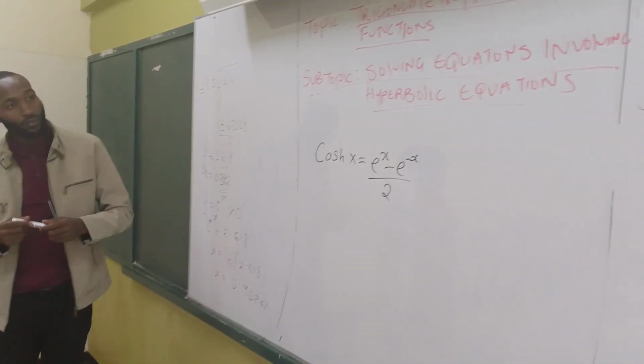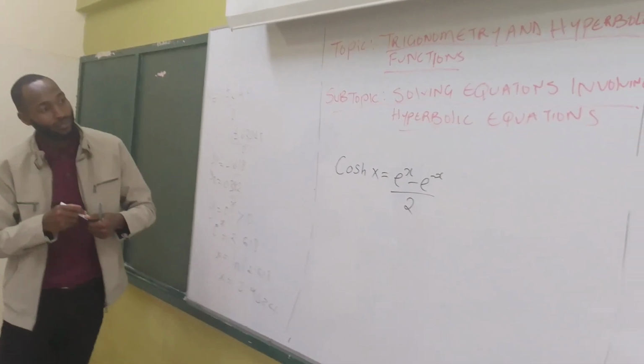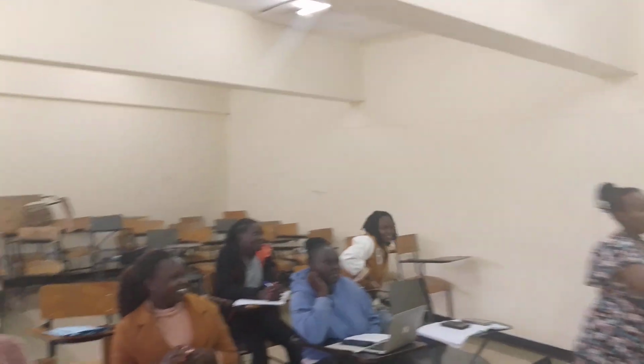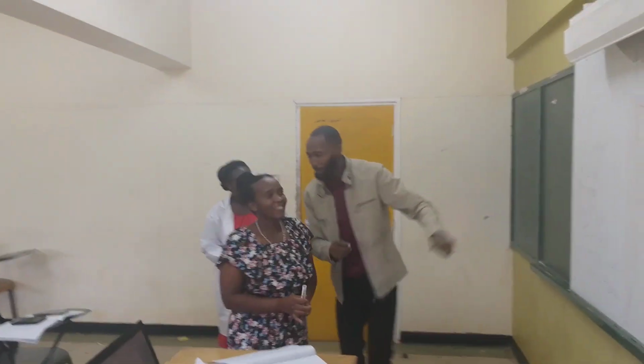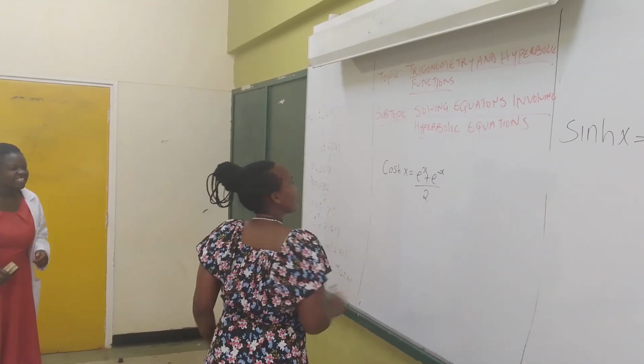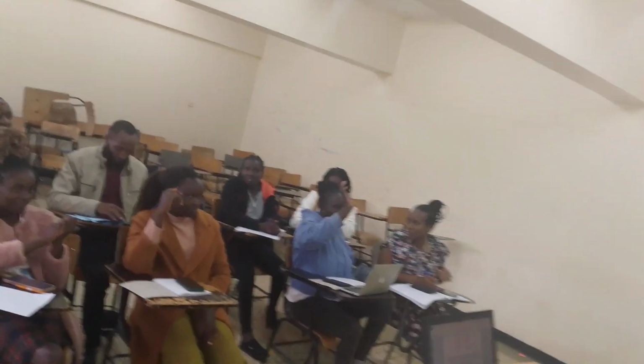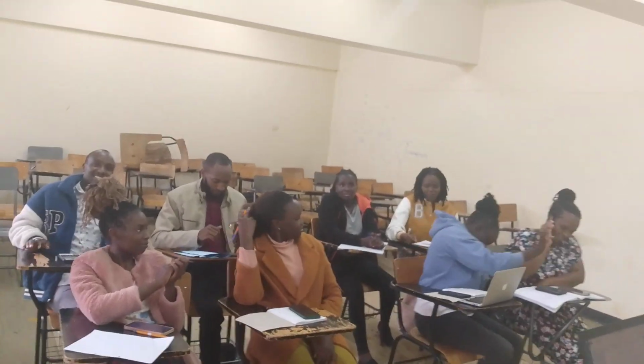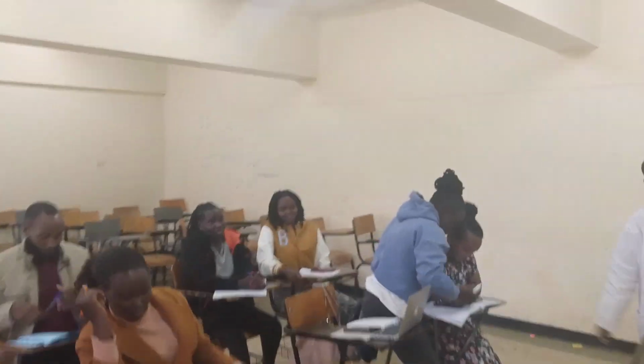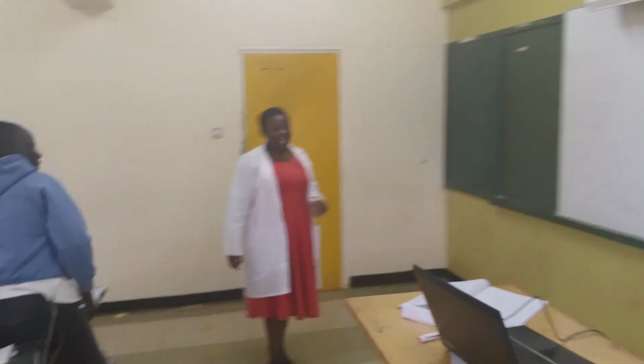Is he right? No. Is he right? No. Who can make changes on the cosh of x? Yes? We have it. Clap for her, that is correct. So the last one is tangent. You can write the tangent of x. The tangent of x. Yes, Daisy? Be ready to make corrections.